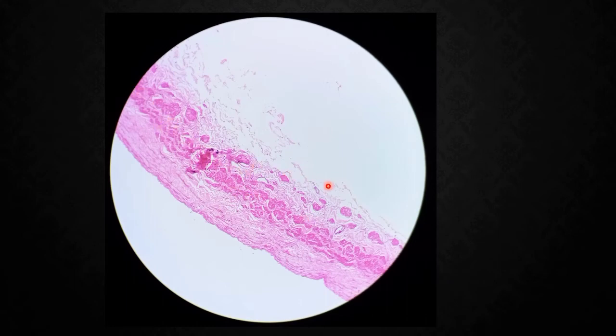We can identify the collapsed lumen also. Collapsed lumen, smooth muscle fiber bundles seen in the tunica media, and endothelium has been seen. Okay, that is the identification points of the large size vein.